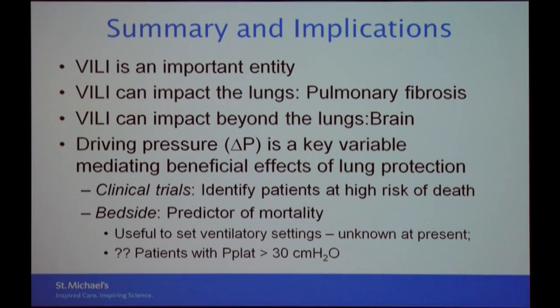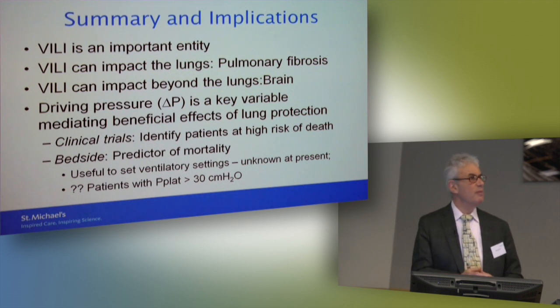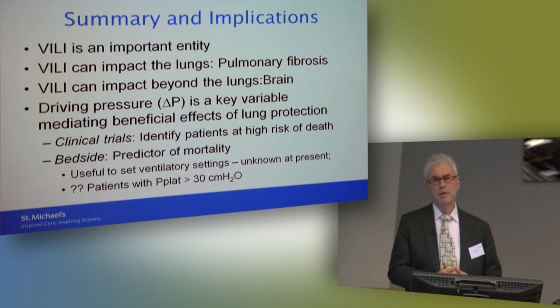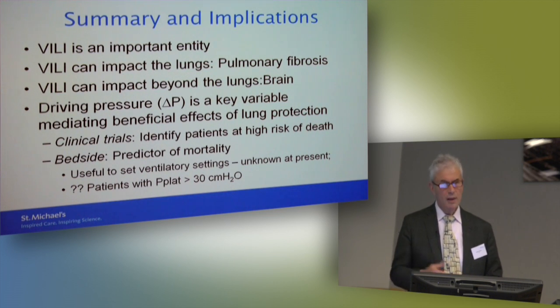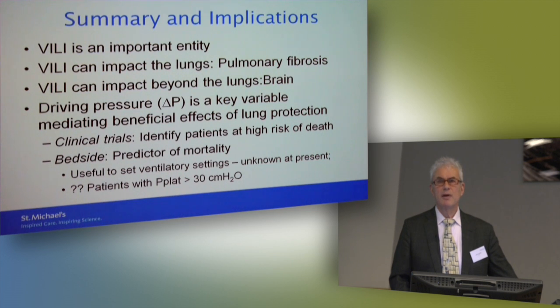So in summary then, I think ventilator-induced lung injury is an important entity. I think we'd all agree to that. Ventilator-induced lung injury can impact not just the lung in terms of biotrauma or barotrauma, but might also lead to pulmonary fibrosis. And perhaps, very importantly, might have an impact beyond the lungs and affect the brain. Driving pressure is a key variable that appears to mediate the beneficial effects of lung protection. So for clinical trials, I think delta P would be useful to identify patients at high risk of death. And at the bedside, I think it's a fairly good predictor of mortality.